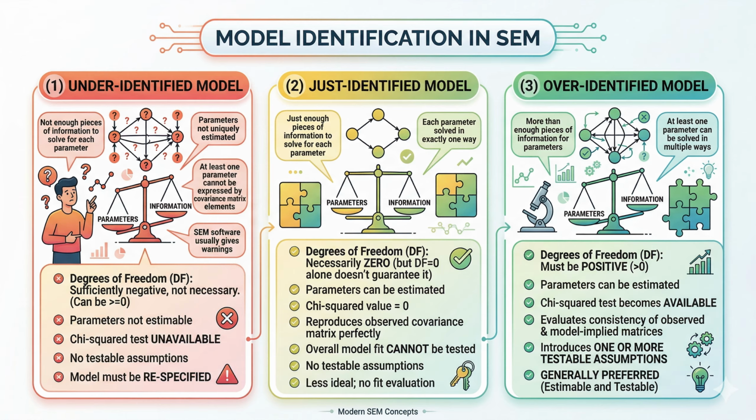For the just identified model, parameters can be estimated, but the model reproduces the observed covariance matrix perfectly, leading to a chi-squared value of 0. As a result, the overall model fit cannot be tested, and there are no testable assumptions. While such models are estimable, they are less ideal from a research perspective because they do not allow evaluation of model fit.